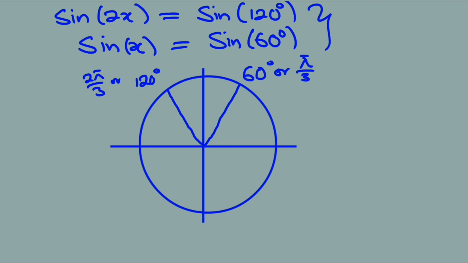All right, I told you that sine depends on the coordinate of the y-axis, and you can clearly see that 60 degrees and 120 degrees overlap. You can see, and you know that values of y in the first and second quadrant are all positive, and hence sine 60 and sine 120 are exactly the same.